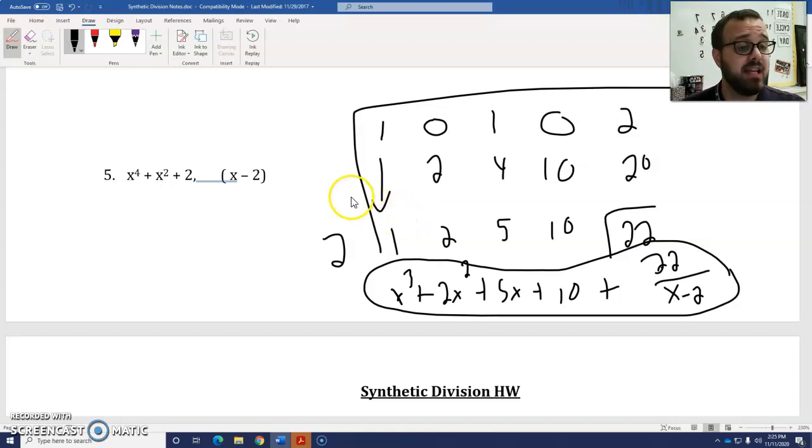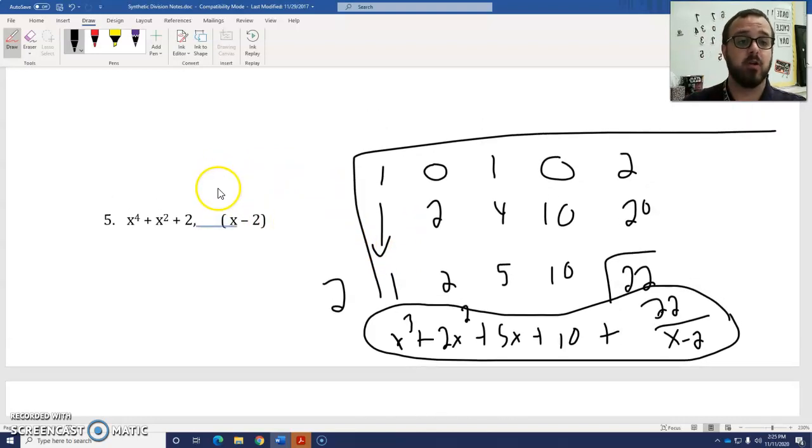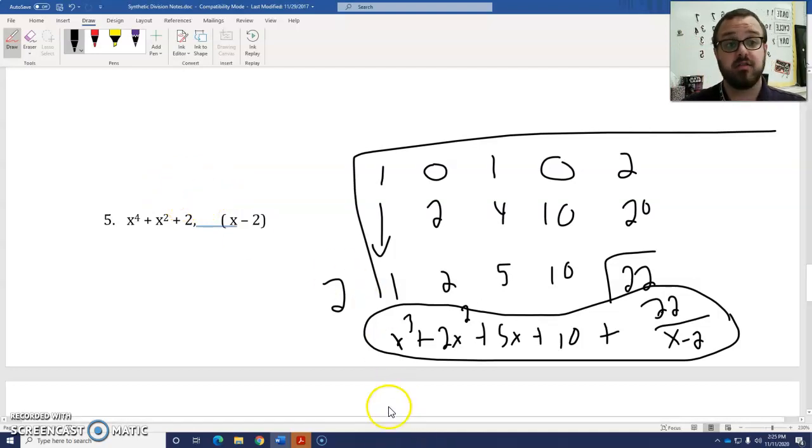And remember, the big thing to keep in mind is synthetic division we can only do if we're dividing by a binomial that is in the form x plus a number or x minus a number, whatever it is. Okay, it has to be in that form. So there can't be a coefficient with x. It has to be a binomial. Then we can go ahead and use our synthetic division.